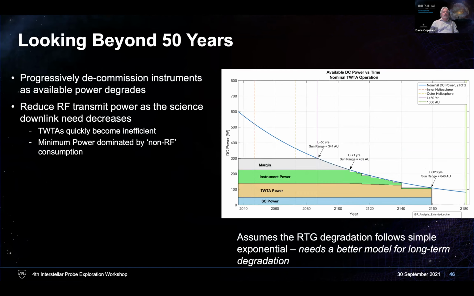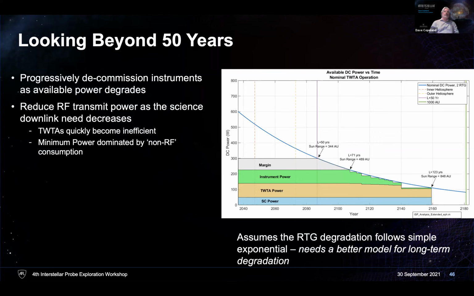So looking beyond 50 years, if we do a progressive decommissioning of instruments as the available power from the RTG is degrading, and while we're decommissioning instruments, since we're cutting down the amount of data we need to send down, start dialing back the power of the RF system as well to match.